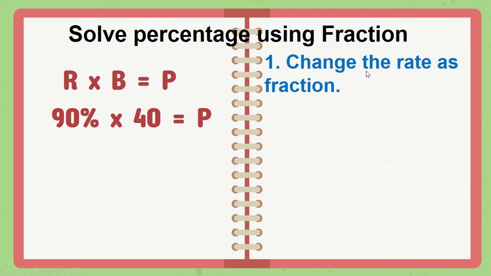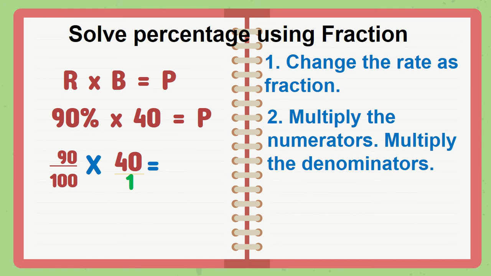So step 1, change the rate as fraction. So as you know, to change fraction, we have to change it to ratio. Then use the 100 as the second term. So 90% will become 90 over 100 times the 40 equals P. So we write over 1 since this is multiplication of fraction by a whole number.